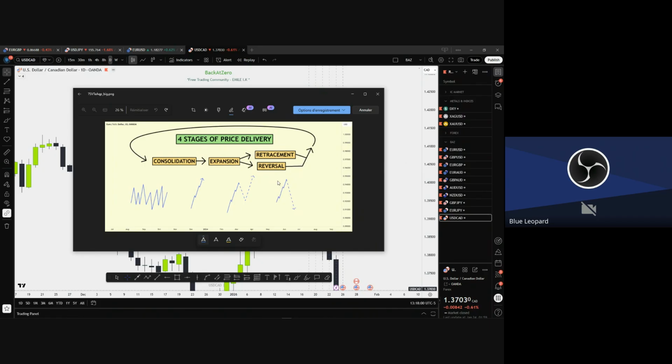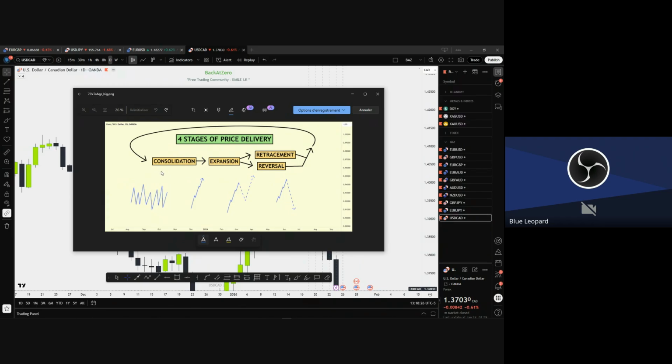Look at this. There is another type of expansion, but in the other direction, which is called reversal. Reversal is the same thing as an expansion, but it turns the direction without retracing and without consolidating. It just moves quickly in the other direction. When you have that, it's a reversal. Now, let me show you how they move.